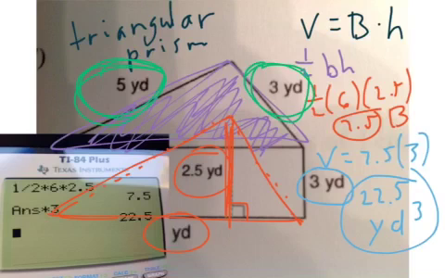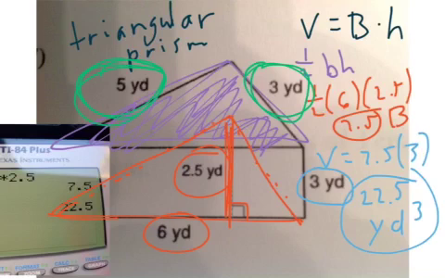We only needed, follow the green, the base of the triangle, correct? And the base of the triangle, follow the green again, was 6 yards with a height of 2.5 yards. That helped us calculate the area of the base, and the only thing else we needed was the thickness or the height of the shape, which is 3 yards, okay? So pause the video before we go on to our next shape.